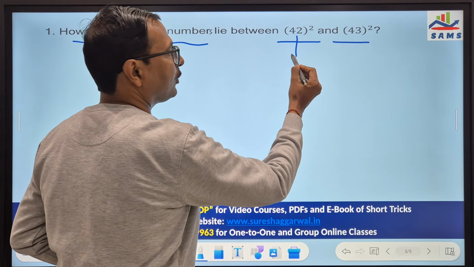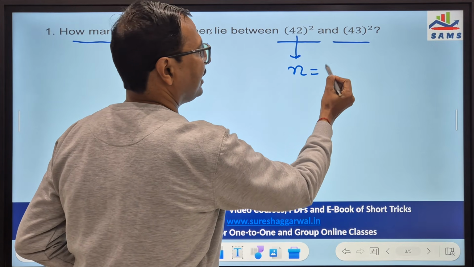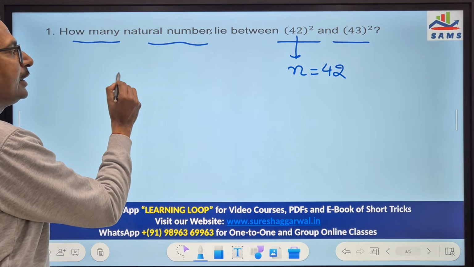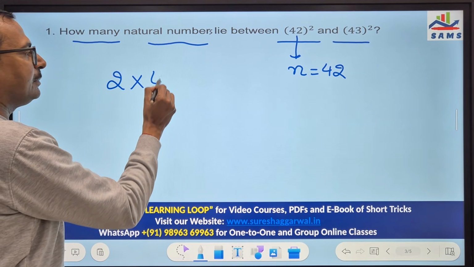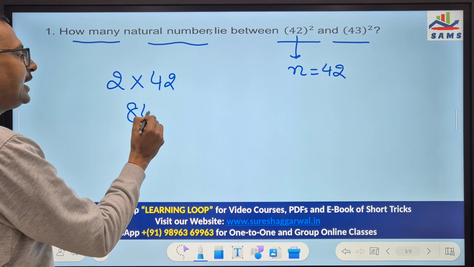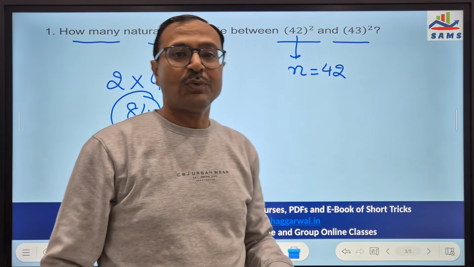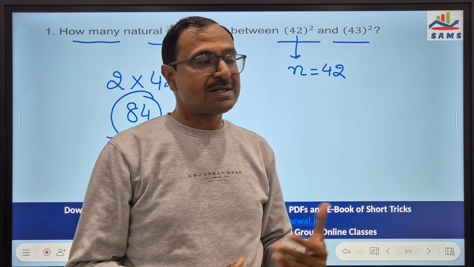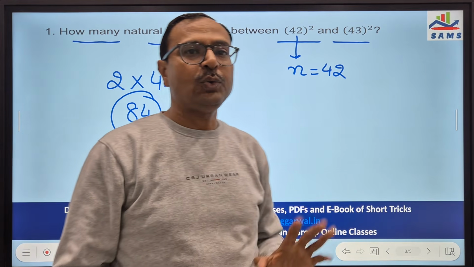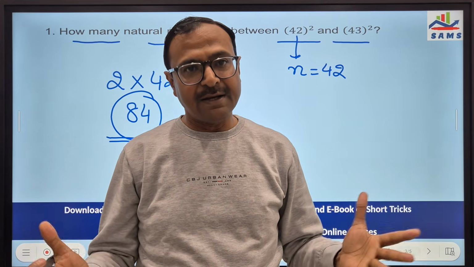Here this number 42 is n. And once you know n is 42, then the total number of natural numbers will be twice of 42, that is 84 natural numbers lie between these two squares. So we could find that out just by doubling 42, not even squaring a single number.